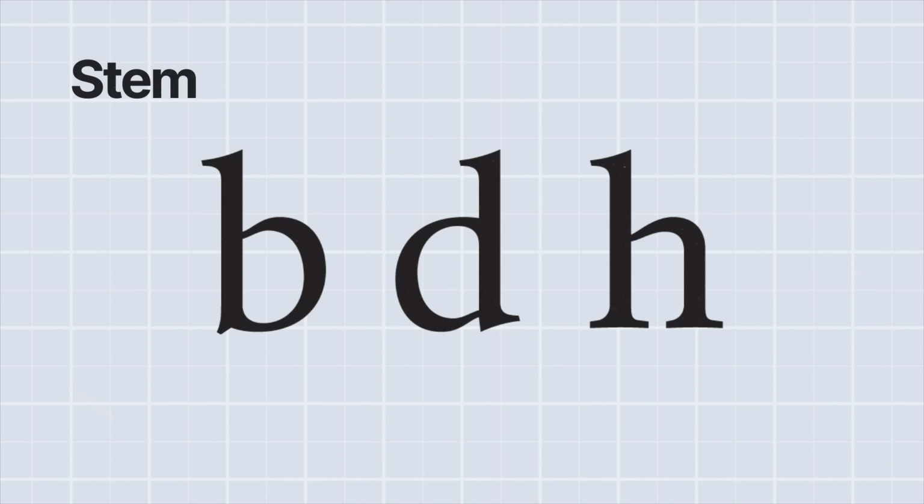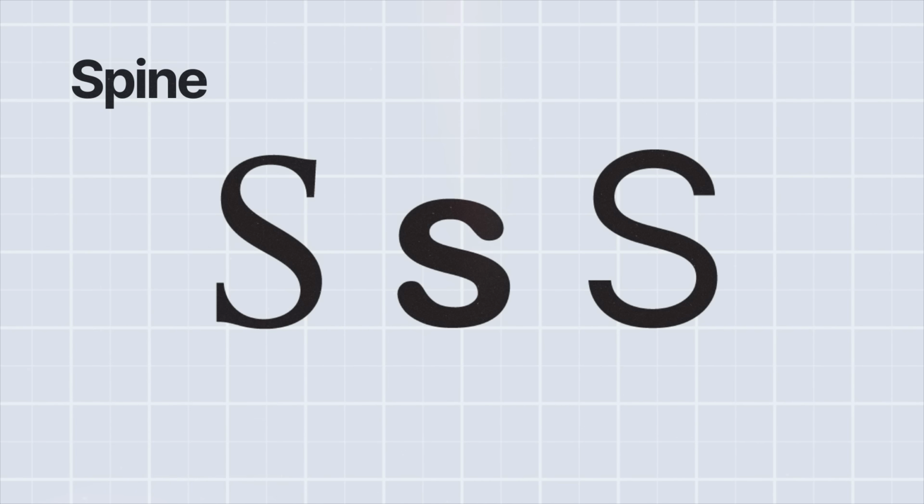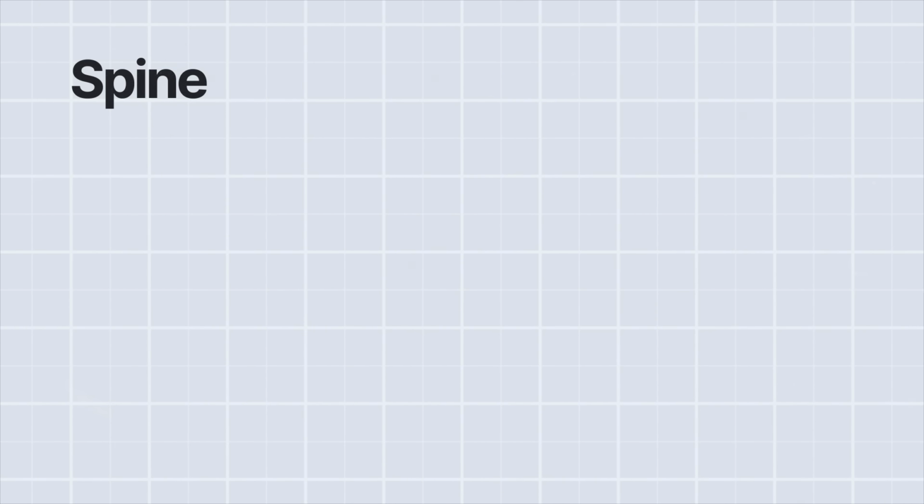Stem is the main, usually vertical stroke of a letter form, also known as a stroke, and that's a main or heavy stroke of a letter. Spine is the main left to right curving stroke in the uppercase and lowercase S. The spine may be almost vertical or almost horizontal depending on the typeface.